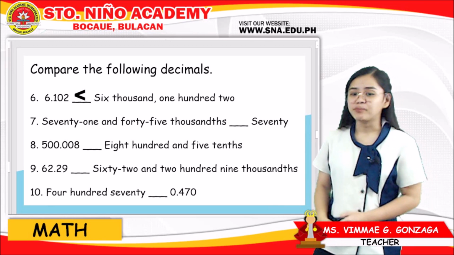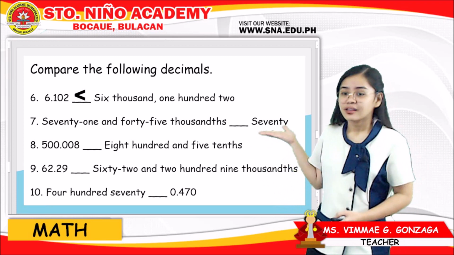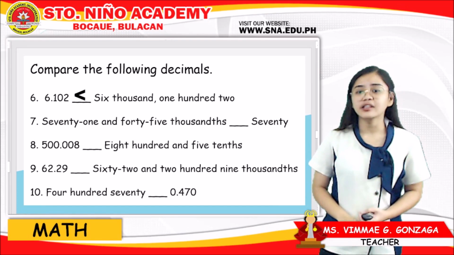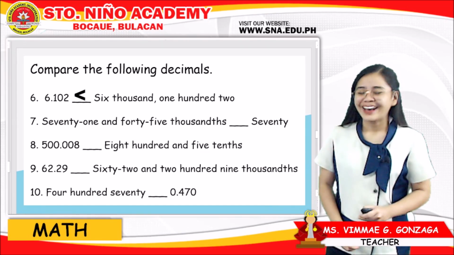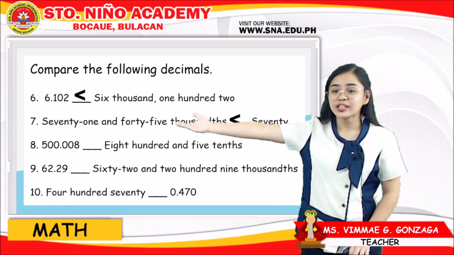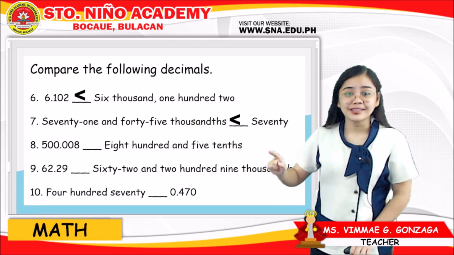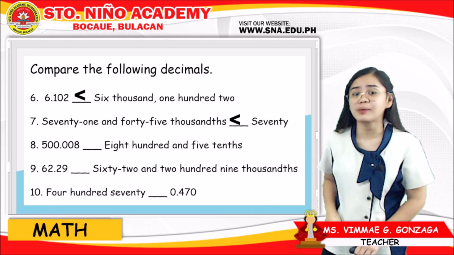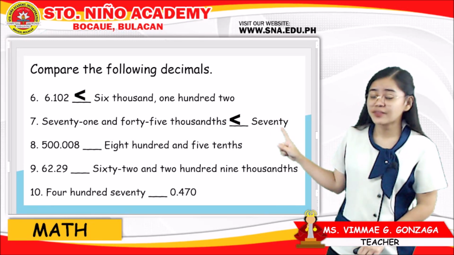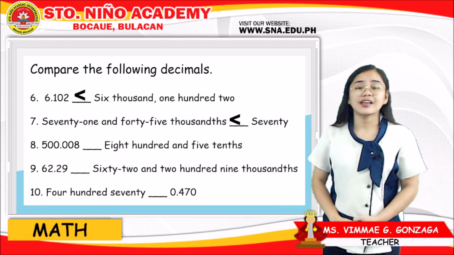Next, number 7. 71 and 45 thousandths. And we have here 70. Greater than, less than, or equal? The answer is less than. Okay? Kasi mga anak, dito po sa unang part, 71 and 45 thousandths. Pag thousandths, ibig sabihin, decimal number siya. At meron tayo ditong 70. At yung 70 ay full number. So, meaning, in number 7, that is less than.